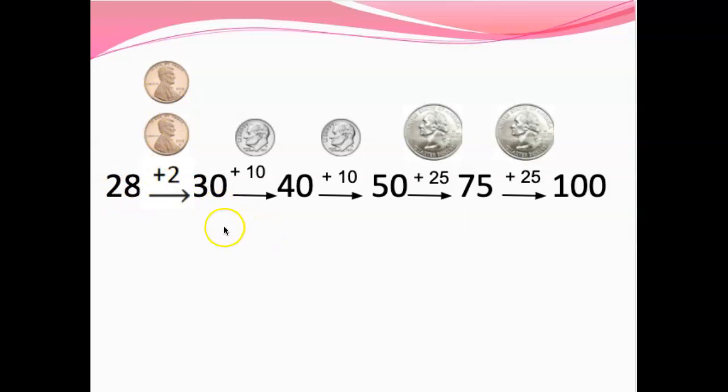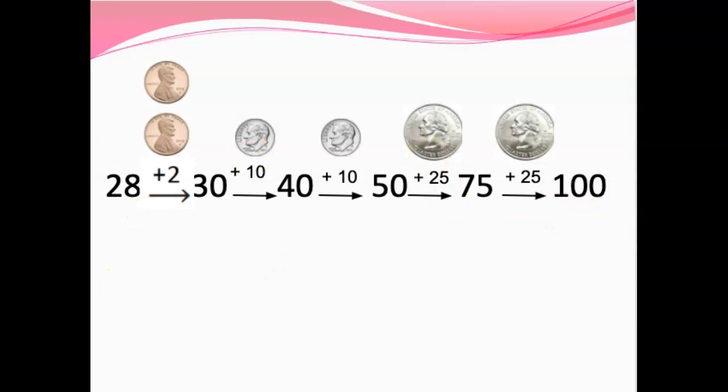From 30, I'm going to add tens. 30 plus a dime is 40 cents. Plus another dime is 50 cents. And now I know from 50 cents that I can add 25s until I get to $1. 50 plus 25, a quarter, is 75 cents, plus another quarter equals $1. So I counted on by adding pennies, dimes, and quarters to reach 100 cents.